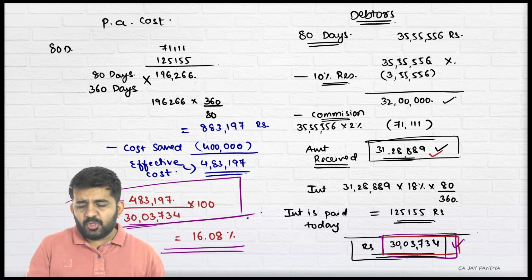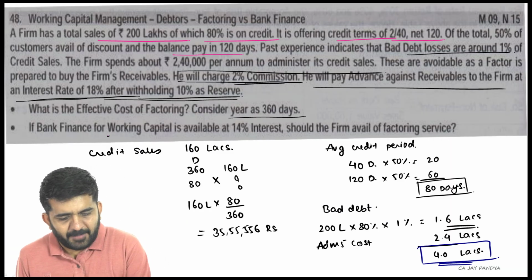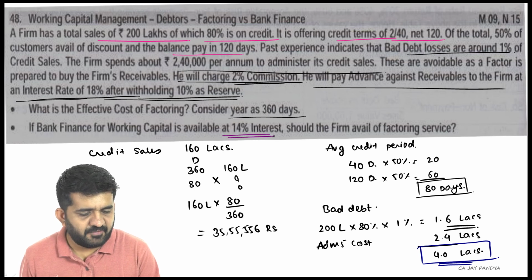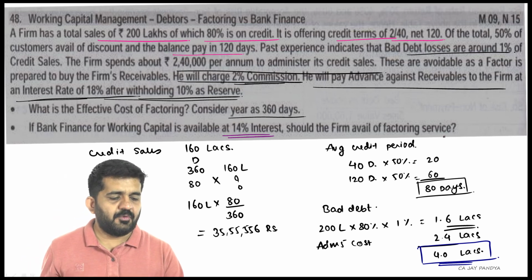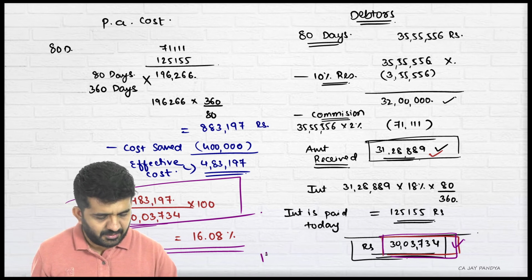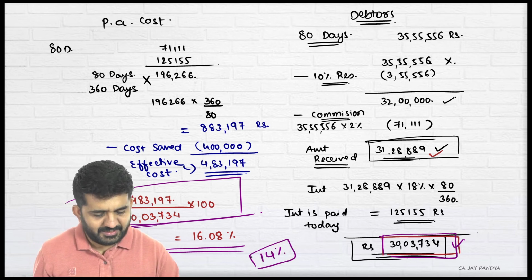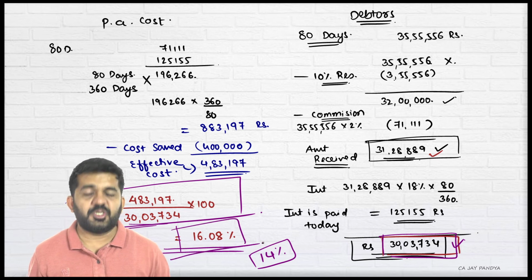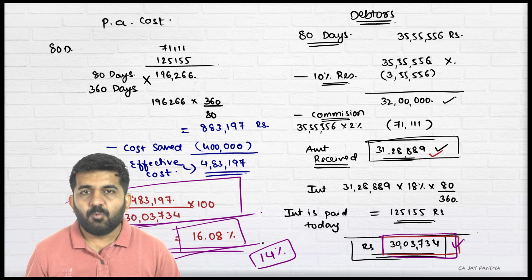Now, the book gives me a second question, which is, if bank finance for working capital is available at 14%, should the firm avail of factoring services? Now, the suggested answer compares directly the 16.08% with 14%, which cannot be compared. Why?